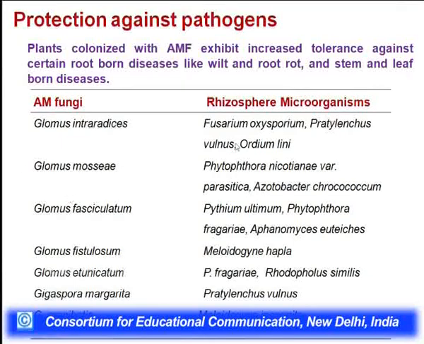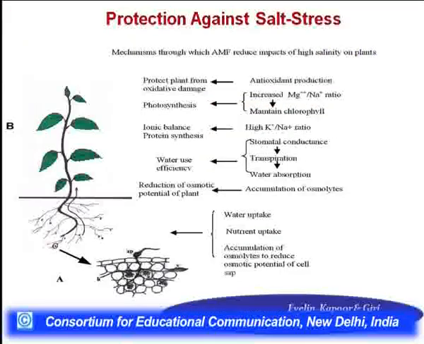In this photograph, you can see that the arbuscular mycorrhizal fungi is protecting the plant from different microbes like Fusarium, Phytophthora, Pythium, Meloidogyne, Pratylenchus, etc. So, in this way, it is proven that arbuscular mycorrhiza help the plant to fight against the pathogen and thereby improve the plant growth.